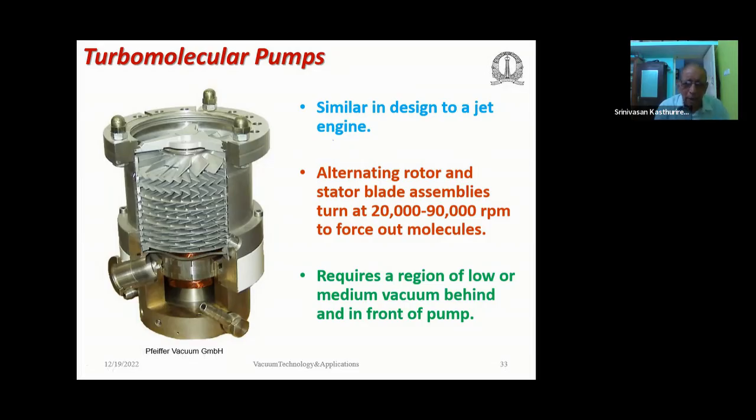This is very similar to a jet engine. Alternate rotor and stator blade assemblies are arranged, and the rotor blades rotate at speeds of the order of 20 kilo RPM to about 90 kilo RPM, and they force out the molecules. Again, as before, it requires a low or medium vacuum behind, and therefore a backing pump is required for evacuating these molecules.